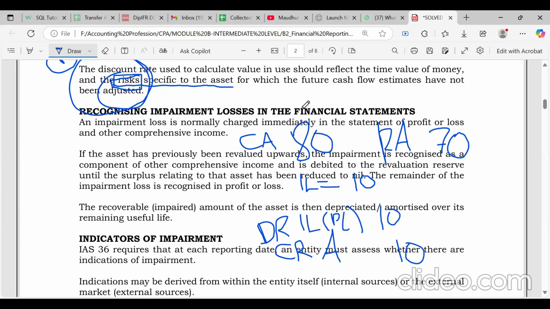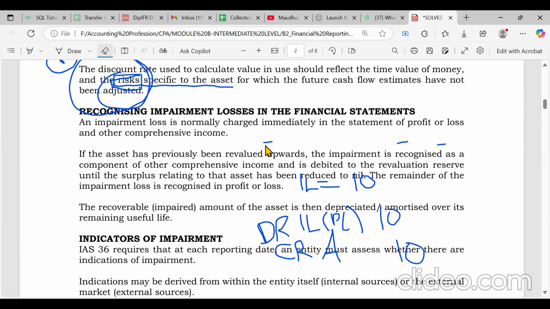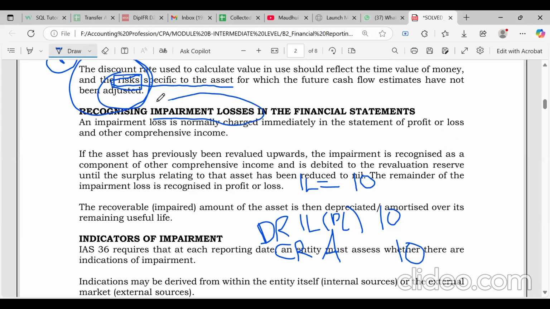Okay. Now, let me tell you one thing. What if you are doing this for the assets under revaluation model? We have learned about revaluation. For assets under the revaluation model, you can just take this presumption: always consider impairment loss as the revaluation loss.